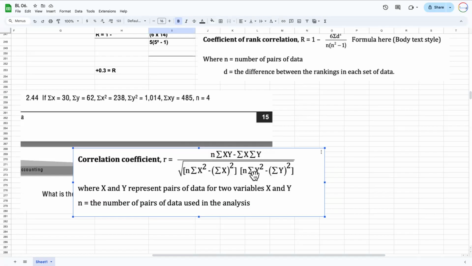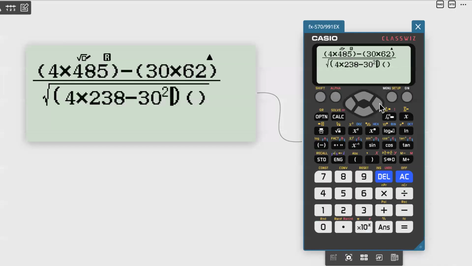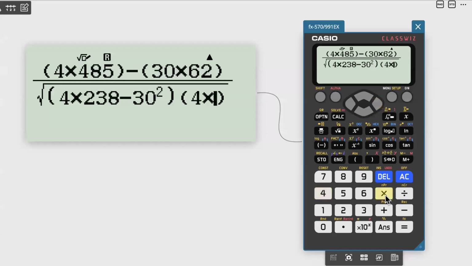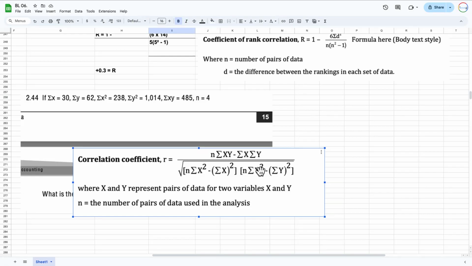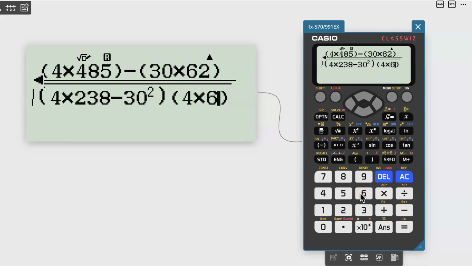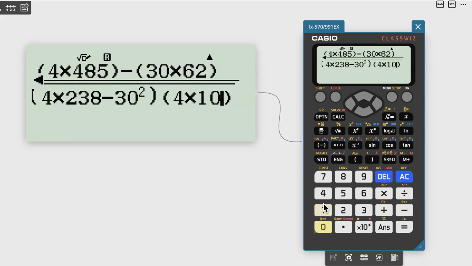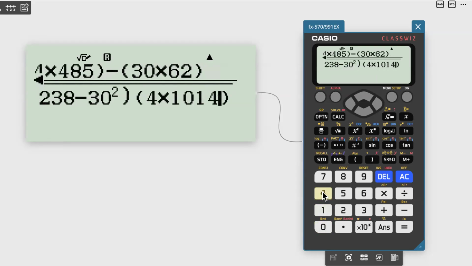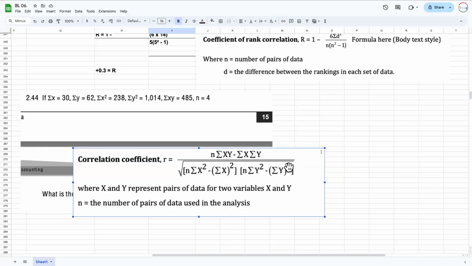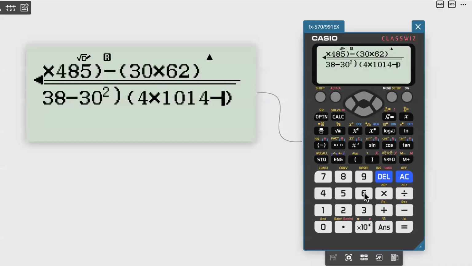The second bracket, again n. So n is again going to be 4. Right? 4 into sigma y squared. Sorry, n sigma y squared. So sigma y squared is 1014. Be very careful. 1014, and take away sigma y fully squared. So sigma y is 62, so here is the 62 squared.